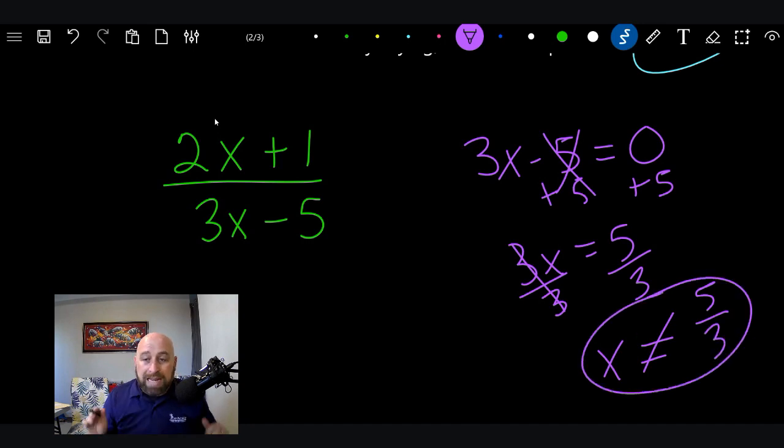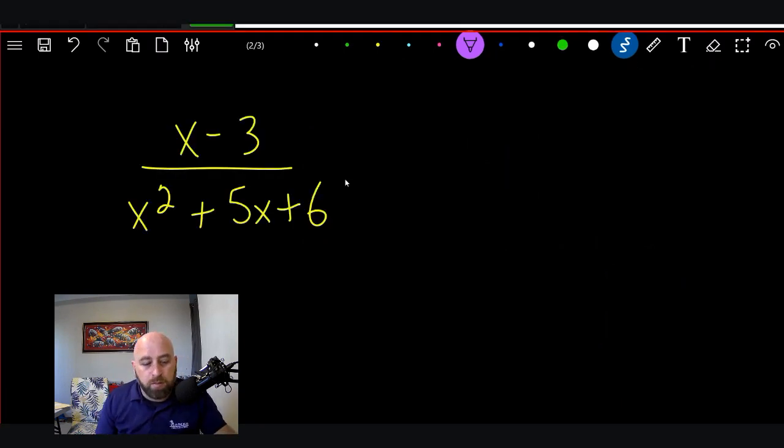So we could put anything we wanted in there except for 5 over 3. Any other value will work. 5 over 3 will not work. All right, let's try the next one. So we have x minus 3. That's the numerator. We're going to leave that alone. Let's not touch the numerator.